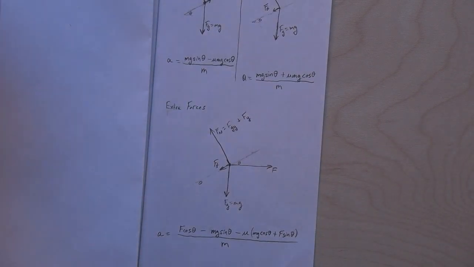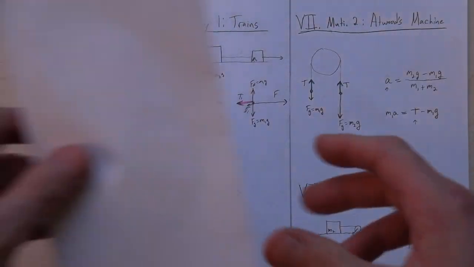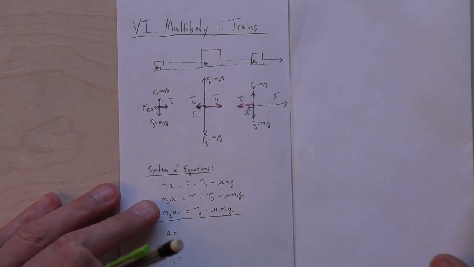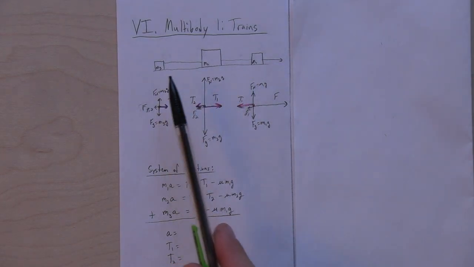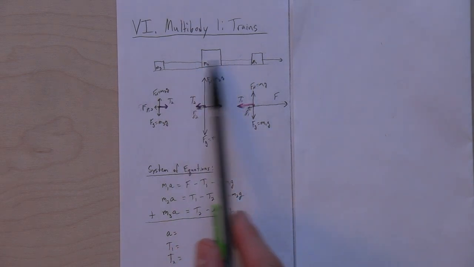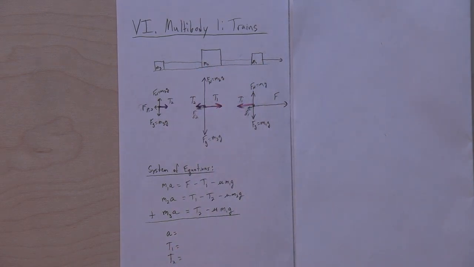scenario, that setup. Let's look at 6. Okay. Multi-bodies. So we're going to look at a few different kinds of multi-body problems. The first one we're going to look at is a simple train. 3 objects, M1, M2, and M3, all connected with ropes, and then you pull forward on this rope, which is M1.